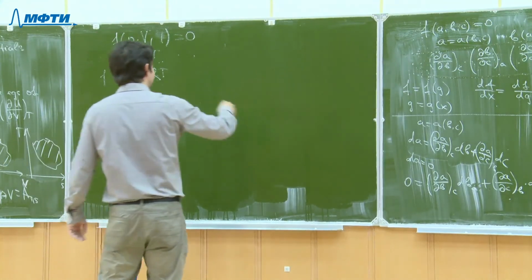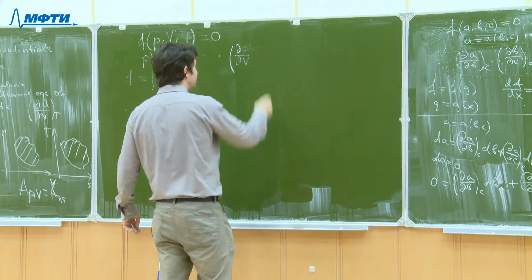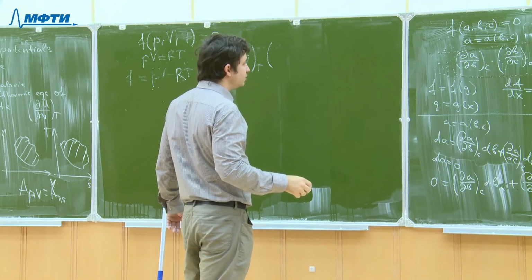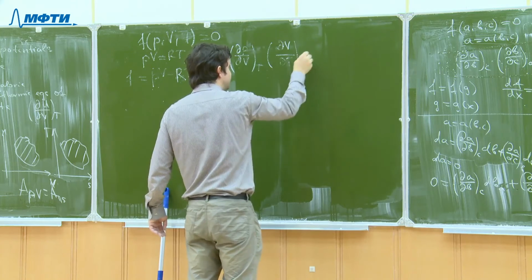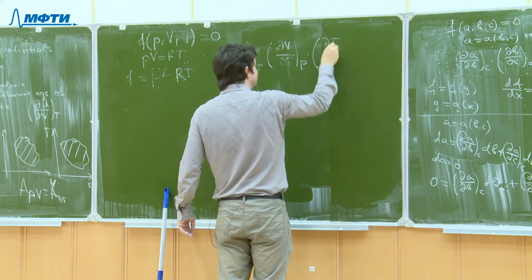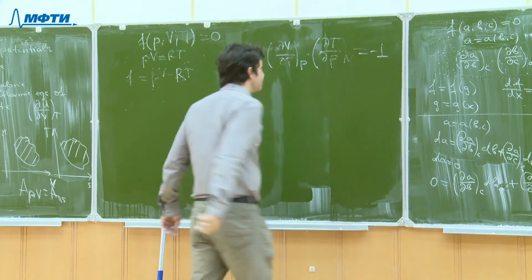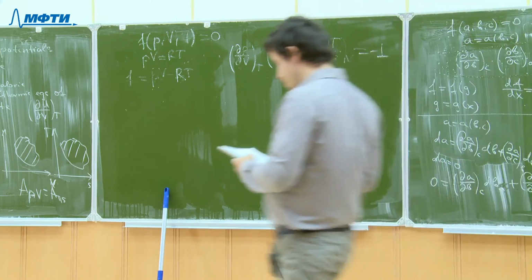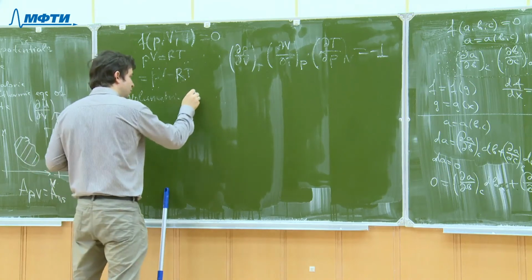So now I can write that according to this identity, dP over dV at the constant temperature times dV over dT at a constant pressure times dT over dP at a constant volume is -1. So nothing has changed. But then I can introduce a few coefficients which are typically measured in experiments. One of them is the volumetric coefficient of thermal expansion.